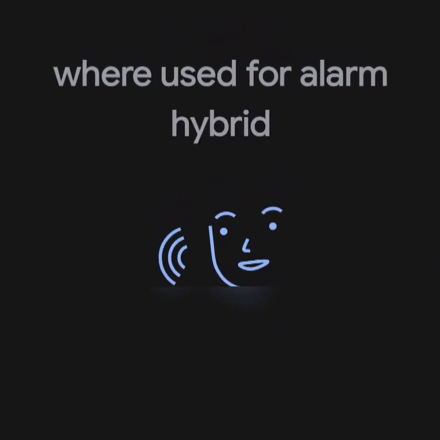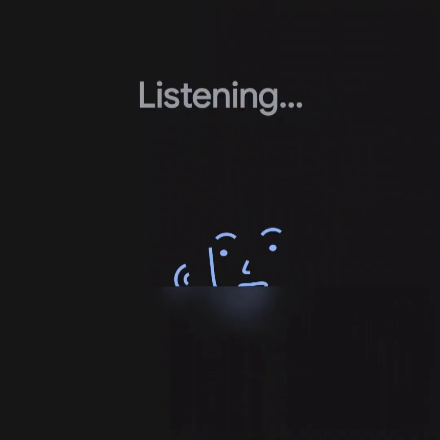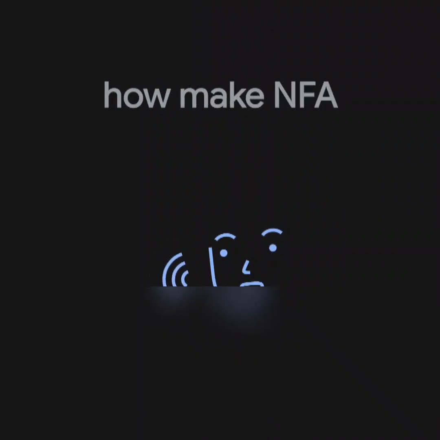Where use fire alarm hybrid system. According to General International Group, hybrid fire alarms. These systems are generally used in commercial buildings, where there is a potential for both smoke and heat to cause damage to the facility.